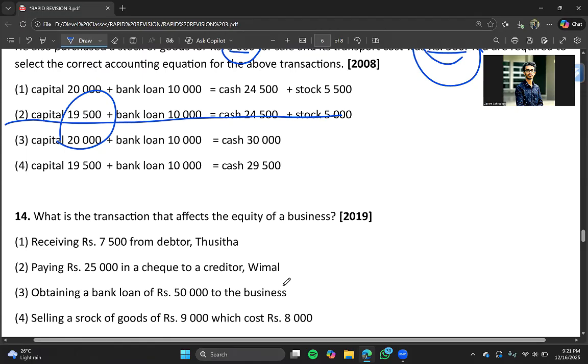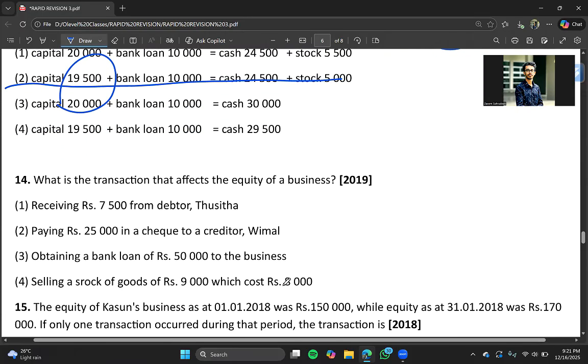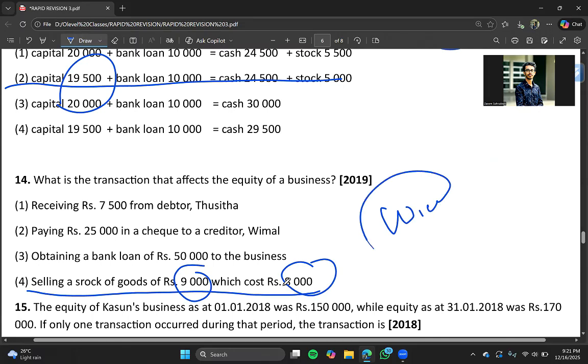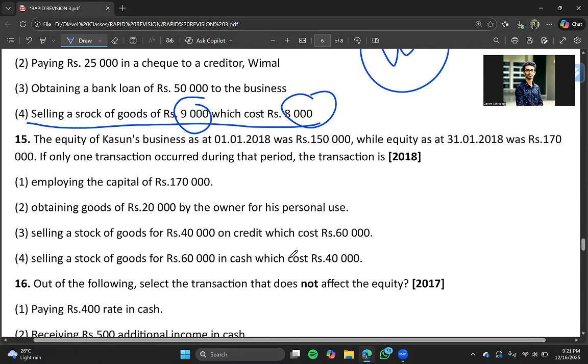So what is the transaction that affects the equity of this business? A transaction which affects the equity. Selling a stock of goods for rupees 9,000, which cost 8,000. So 8,000 worth of goods and 9,000 worth became there, a 1,000 rupee profit. This profit will be affecting the equity of the business.